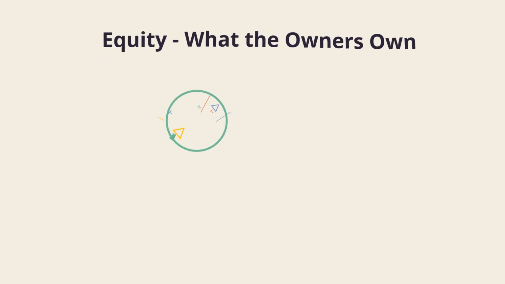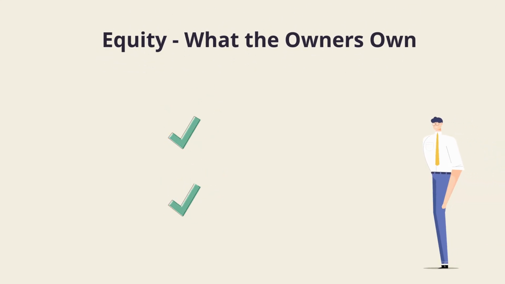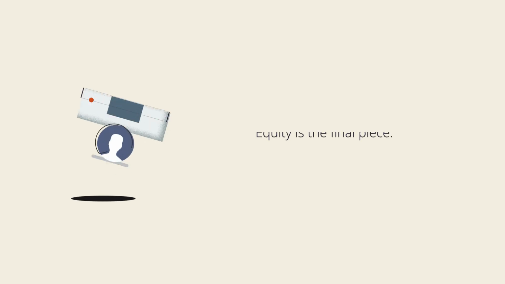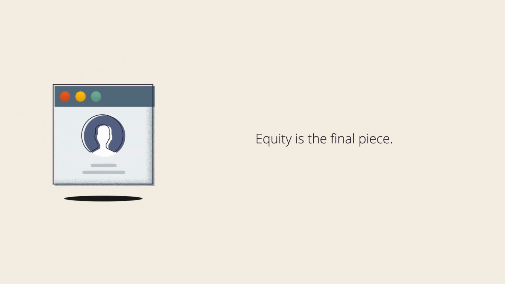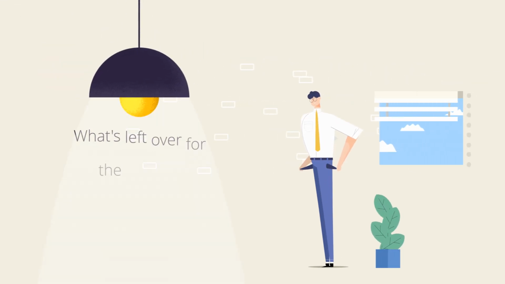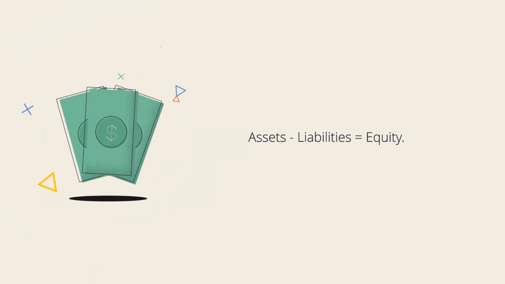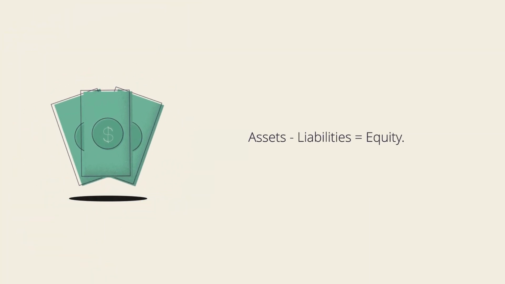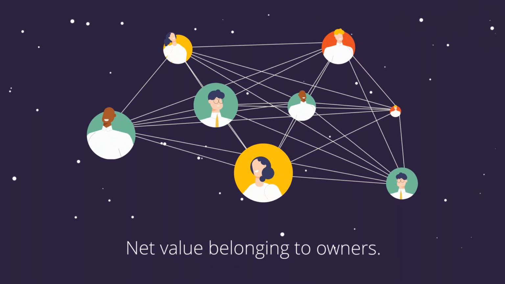Section 3. Equity, what the owners own. Equity is the final piece. It's what's left over for the owners. The simplest way to see it is by rearranging our formula. Assets minus liabilities equals equity. It's the net value of the business belonging to its owners.